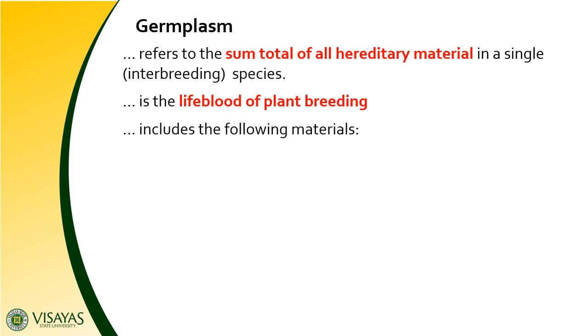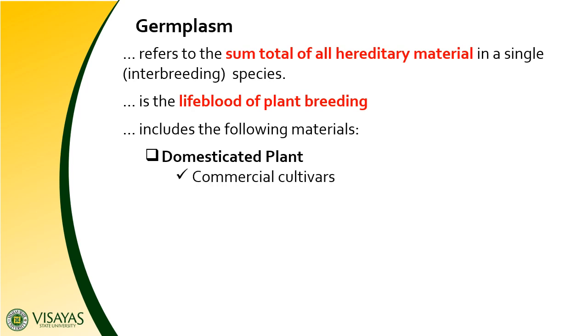So this germplasm includes the following materials. Number 1, you have domesticated plants. These include plant materials that have been subjected to some form of human selection and are grown for food and other uses. Then under domesticated plants, you have commercial cultivars. So this includes current cultivars, retired or obsolete cultivars.